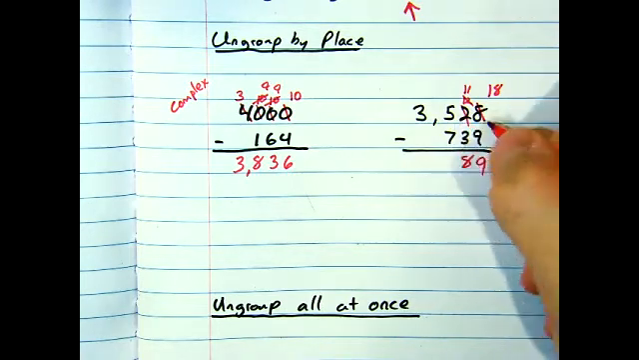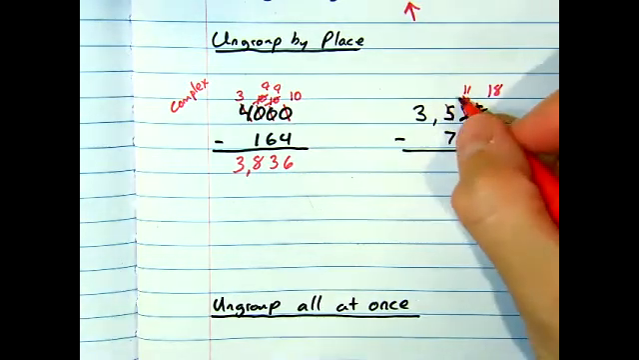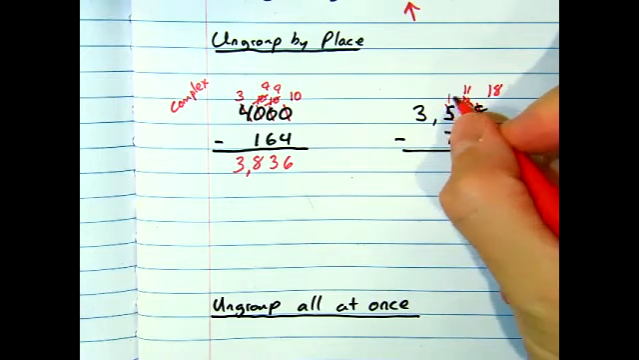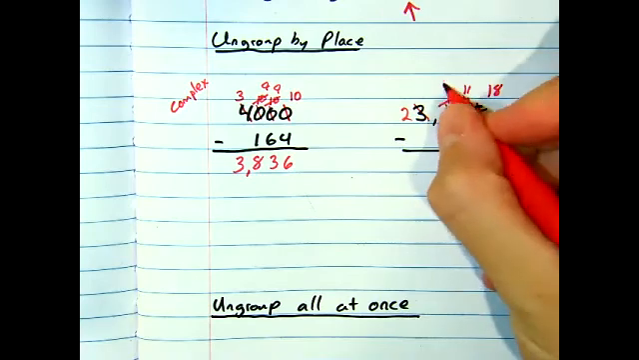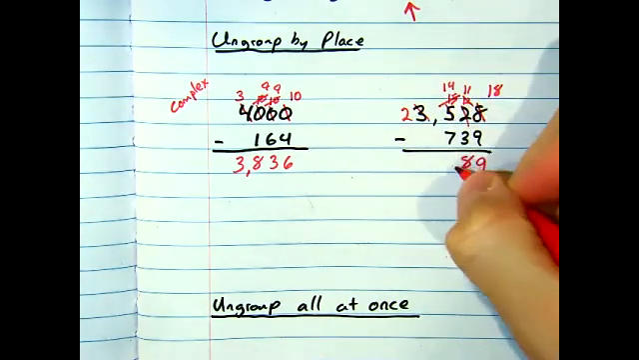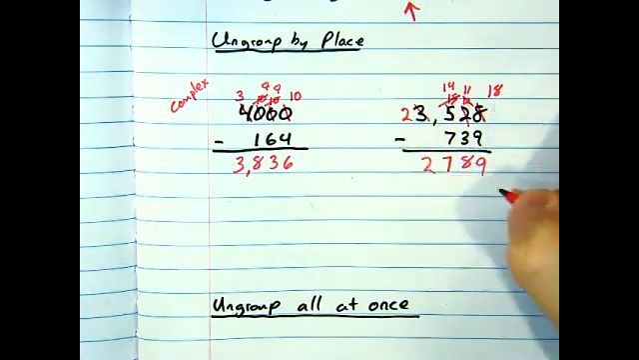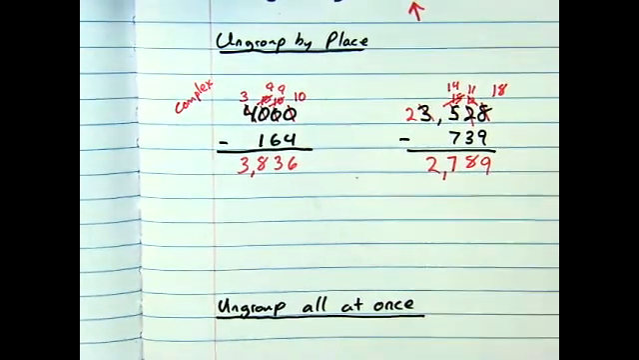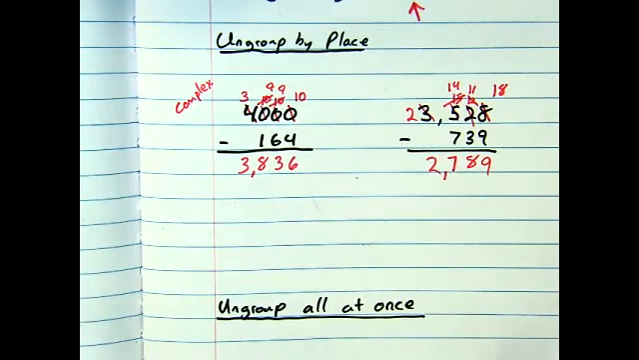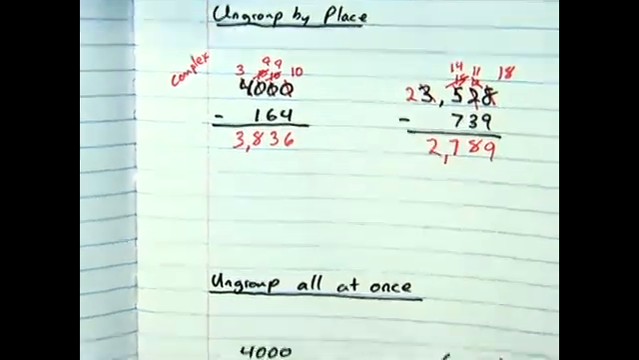In that situation again, I need to borrow, right? So this becomes 15. This becomes 2. 15 becomes 14. 14 minus 7 is 7. Bring down the 2. 2,789. This is possible. Today I want to show you an alternate, something that you might not have done before.